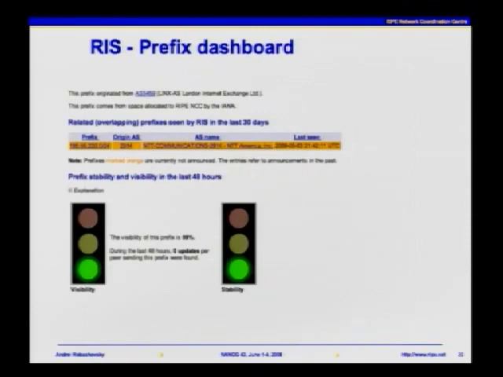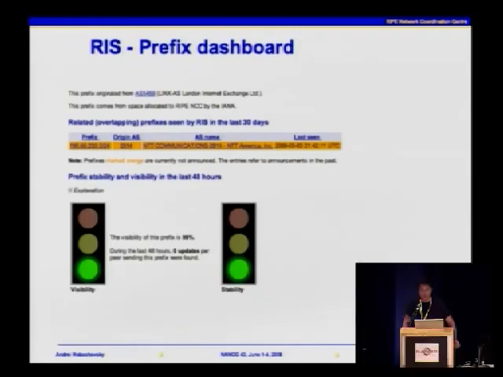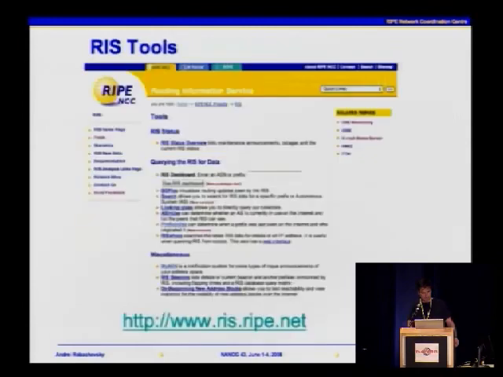We do similar things for the prefix dashboard, as we call it, where you can also see some events related to the announcement of your prefix, and also stability and visibility of your prefix as it's seen by route collectors. Also, you can see this on the geomap for a particular route collector. Well, there are many more tools, and I will take just a few minutes to walk you through some of them. All of them are accessible from this web page.